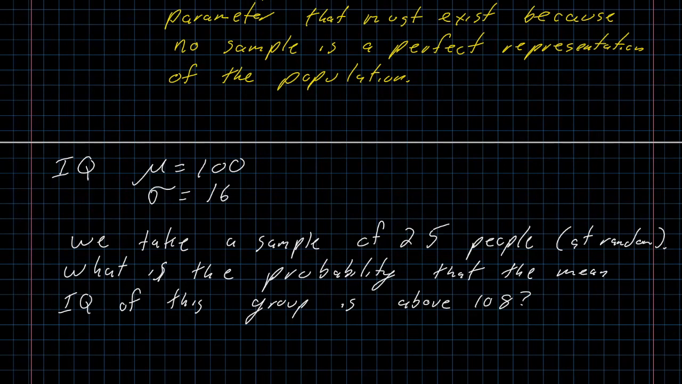Let's take a sample of 25 people at random. What does it mean to collect people at random? Again, I don't care. I don't want to address that question. We take a sample of 25 people at random, and we want to know the probability that the mean IQ, the average of the IQs of the 25 people in our group, is above 108.